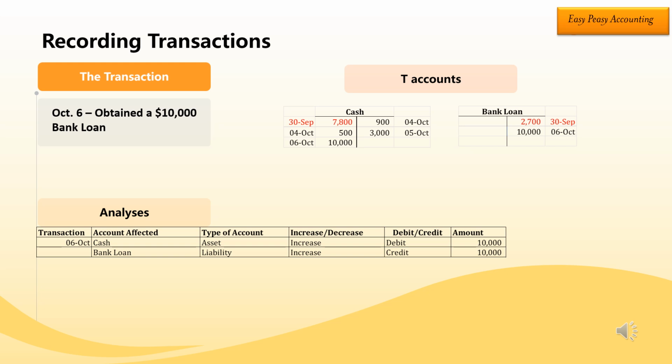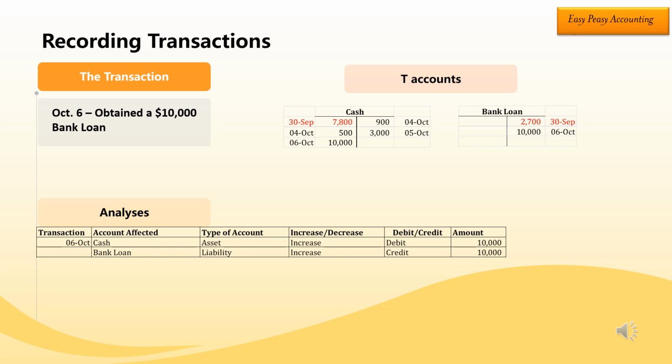October 6th, obtained a $10,000 bank loan. Transaction date, October 6th. Accounts affected, cash and bank loan payable. Type of account, cash is an asset, bank loan payable is a liability. Cash increased, $10,000. Bank loan payable increased, $10,000.